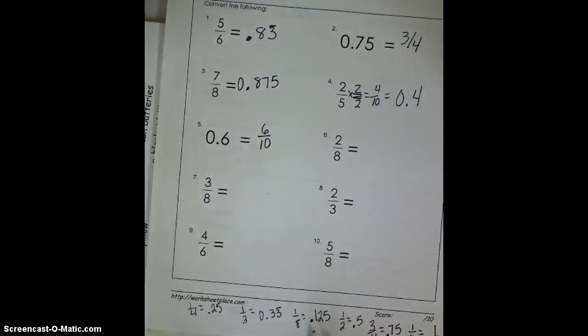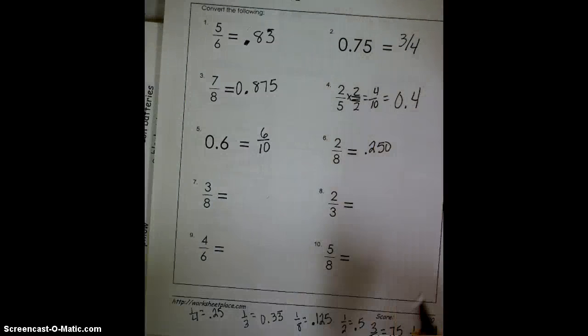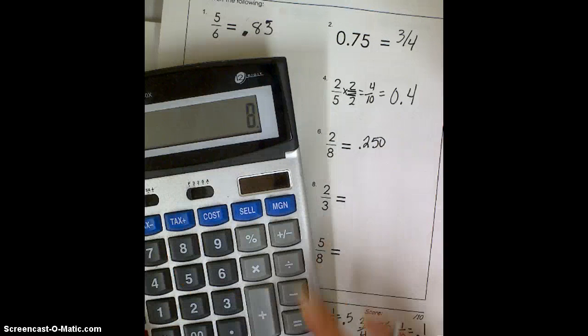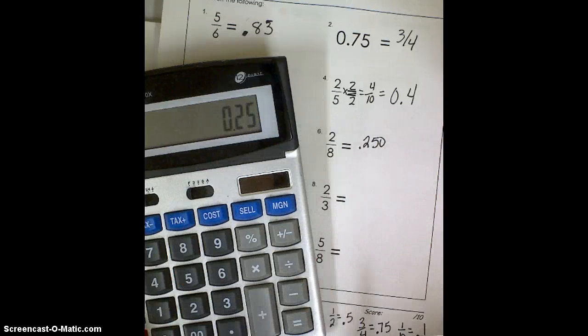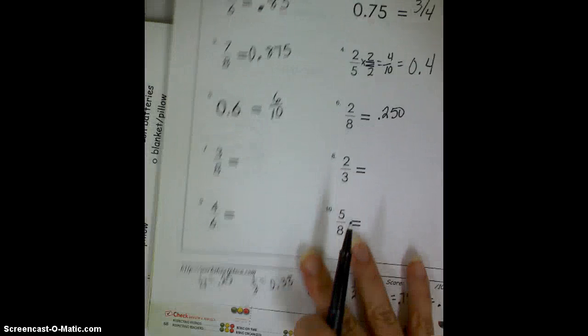That's that 1/8, so we can just double 0.125, and that's going to be 0.250, or we can check it on a calculator if you want to. 2 divided by 8 equals 0.25. I had a 0 on there, but you don't need that if you don't want to.